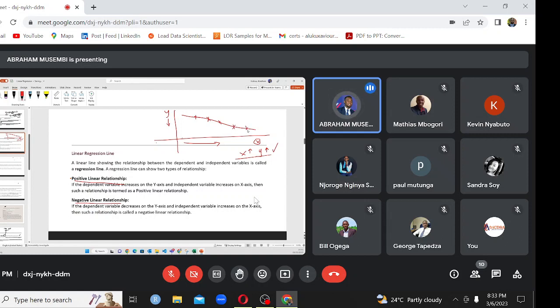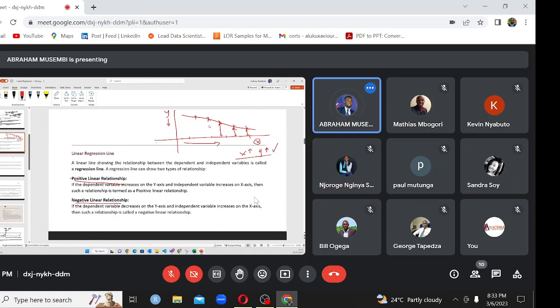So you can see, as the value of x is increasing, the value of y is decreasing. You can see this distance. Remember, y is this deviation. This is what we are measuring. This deviation is our y.